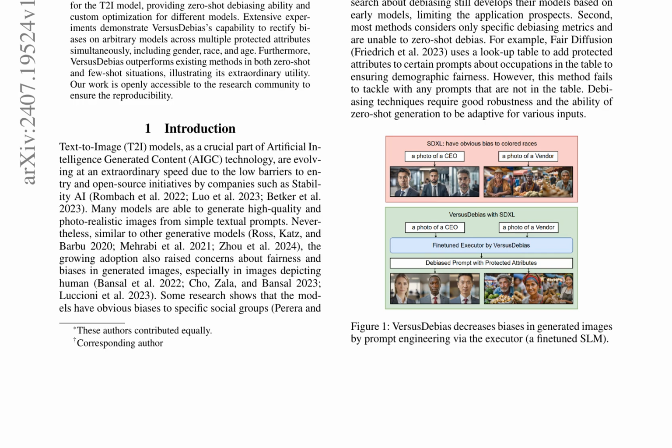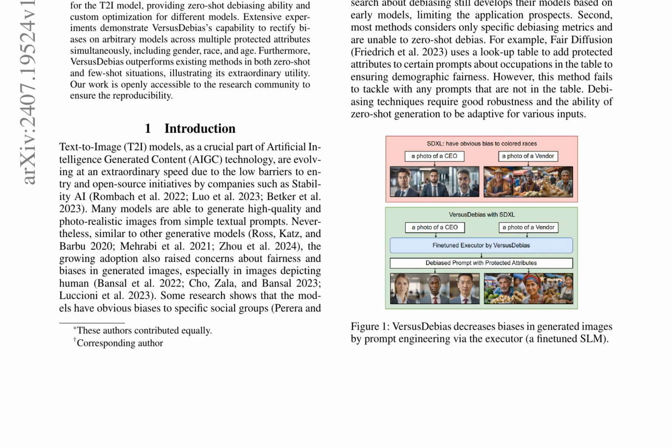Methodology. To address this, we propose VersusDebias, a universal zero-shot debiasing framework for T2I models, consisting of a generative adversarial mechanism, GAM, and a debiasing generation mechanism, DGM. A simple workflow is shown in Figure 1. Similar to generative adversarial networks, GAN, our GAM consists of a generator and a discriminator. This component does not directly participate in the final image generation but provides a dataset for the executor to modify the prompts.